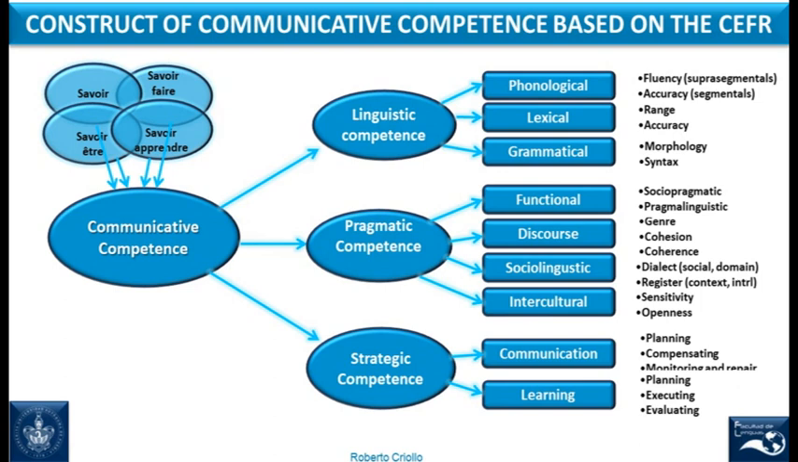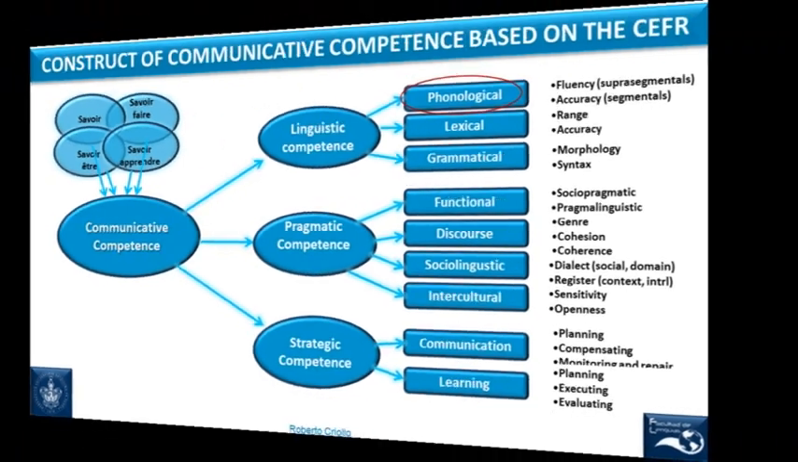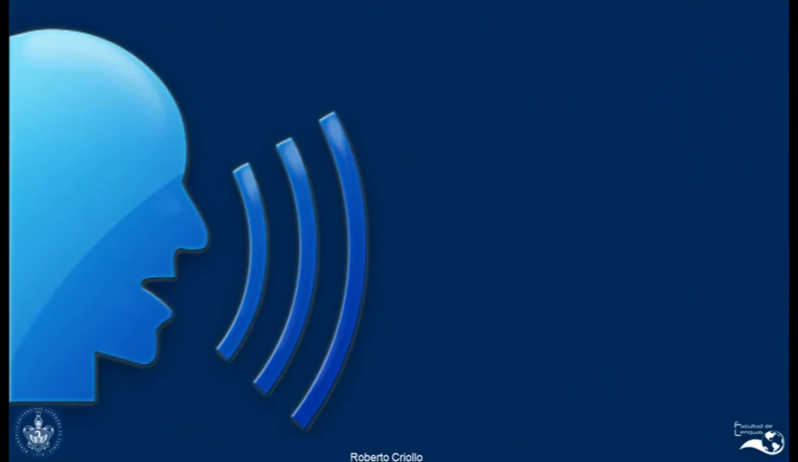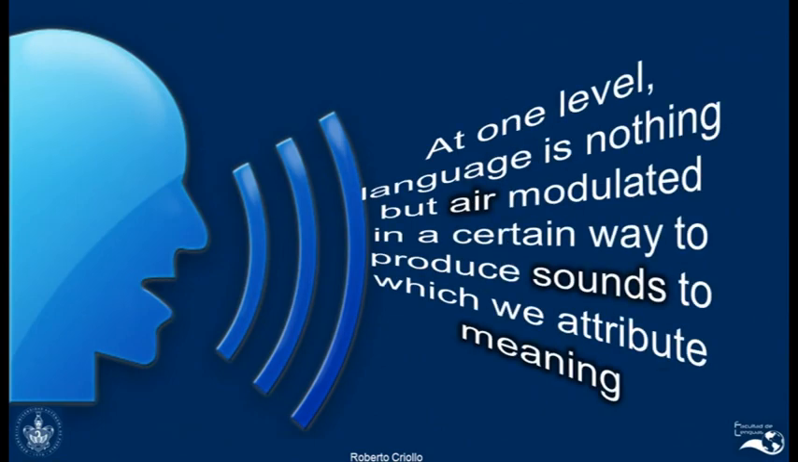We can see in this model here that being able to produce and to understand the sounds of the language is a very important part of knowing and speaking a language. But most important of all, we must say that at one level, language is nothing but air that is modulated in a certain way to produce sounds to which we attribute meaning.